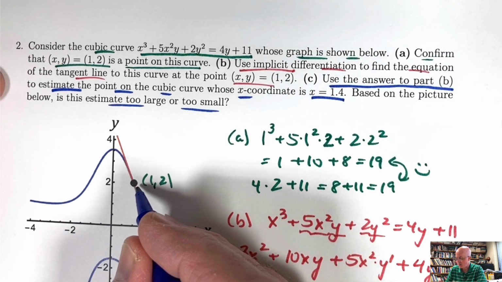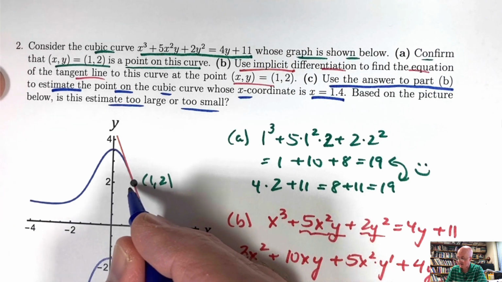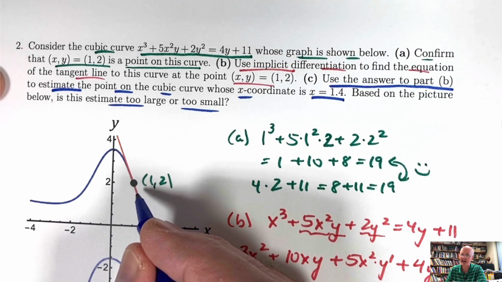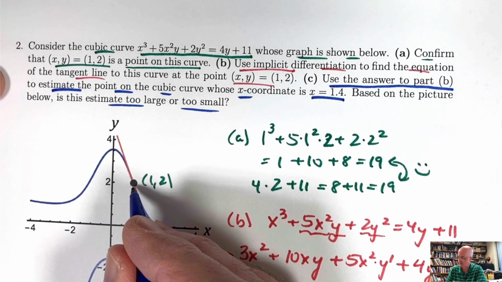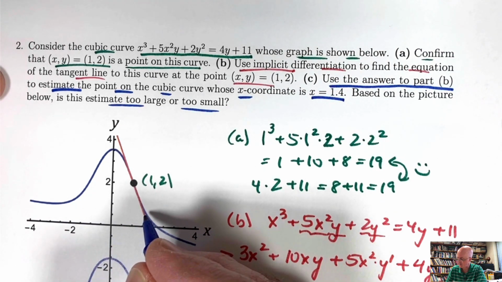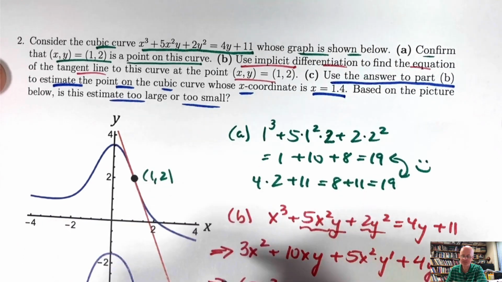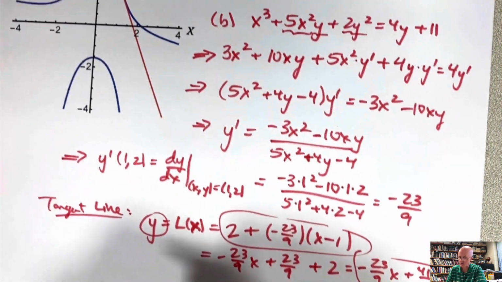Actually, it does look like this point is near an inflection point, and you could try computing y double prime to see if it is. I think it's not, actually, but you could try it on your own. I think it's slightly negative second derivative here, and definitely negative second derivative over here. This tangent line is below the curve. We'll get an answer that's too small.